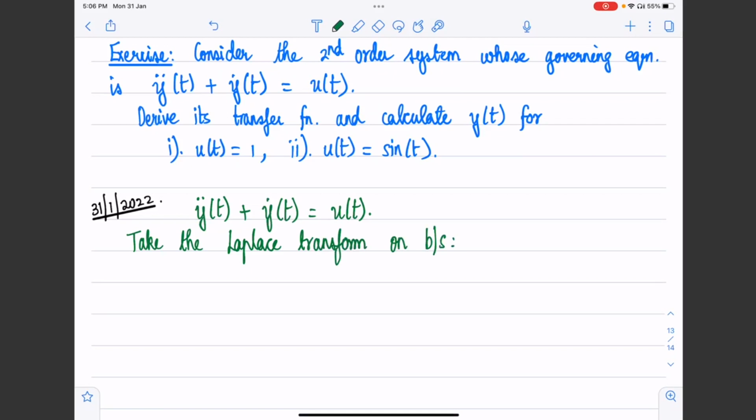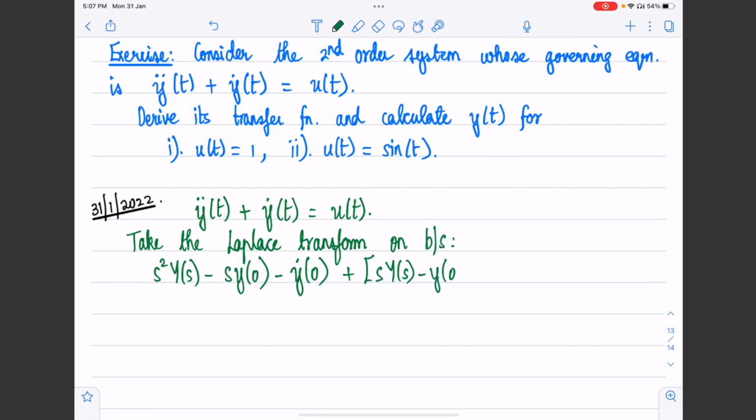If I take the Laplace transform on both sides, the Laplace transform of y double dot becomes s squared Y of s minus s times y of 0 minus y dot of 0. Then the Laplace transform of y dot becomes s times Y of s minus y of 0. And that becomes equal to U of s. That's what happens when I take the Laplace transform on both sides.